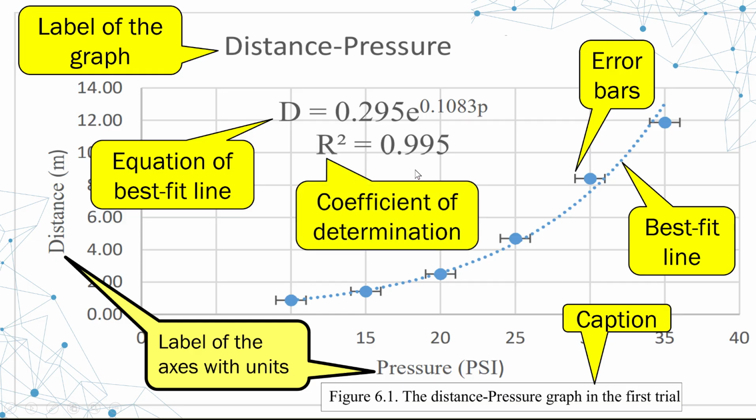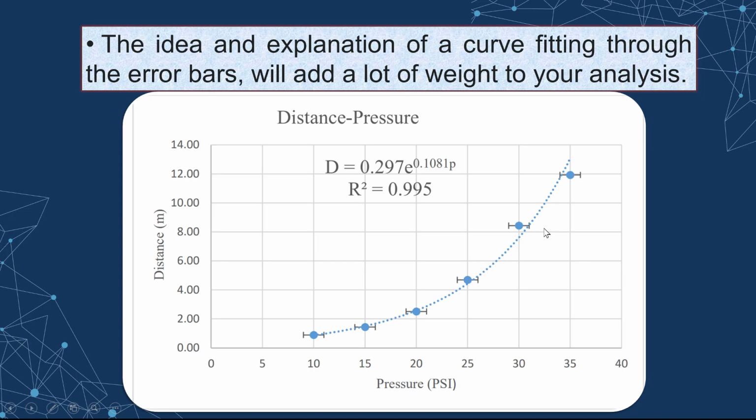The coefficient of determination shows to what extent the selected best fit line matches the data points. It's always a number between 0 and 1, and it's supposed to be very close to 1, to show you have selected the best of the best fit line. The idea and explanation of a curve fitting through the error bars will add a lot of weight to your analysis. You have used a manual method or a spreadsheet, a specific software, whatever, to select this best fit line. Tell the reader how you did that. It will give a lot of weight to your analysis.